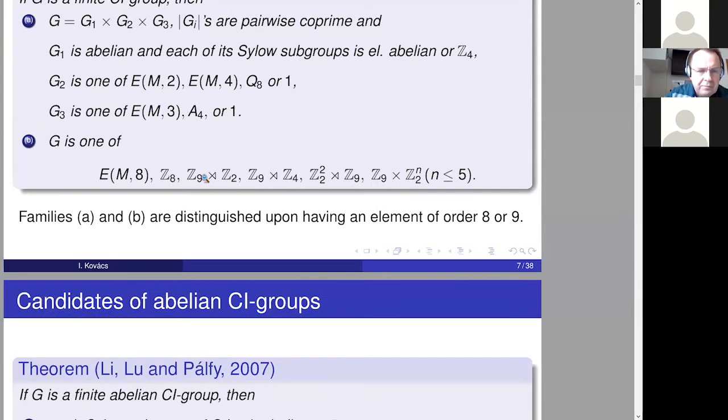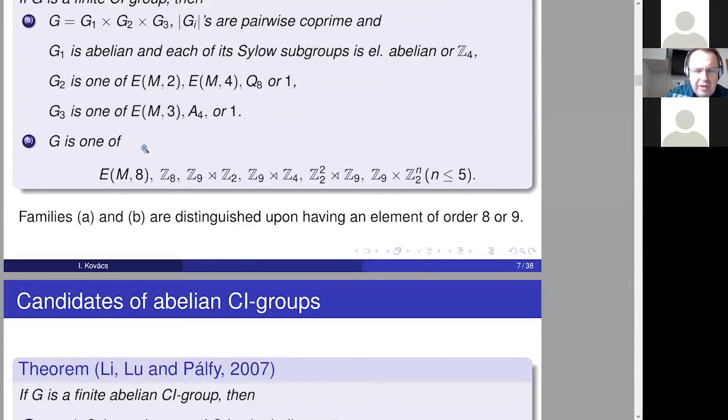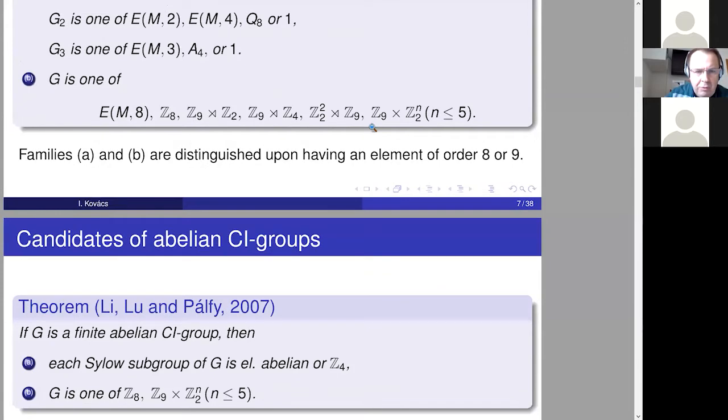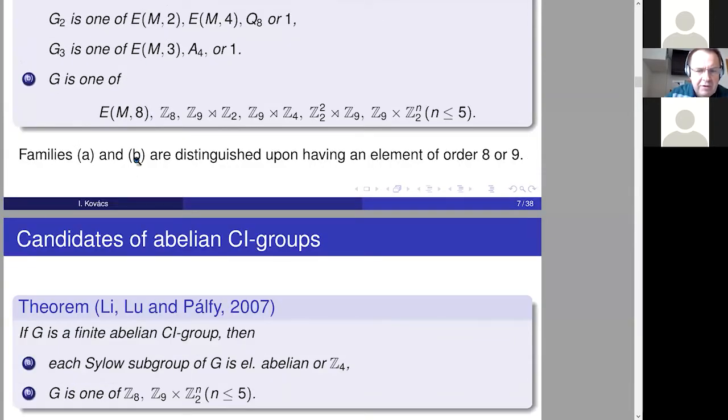And this is the first family, and the second family consists of these groups. The non-abelian group, a semidirect product E of M8 plus a few finite groups, and this division of the family was distinguished upon the elements of order 8 or 9.